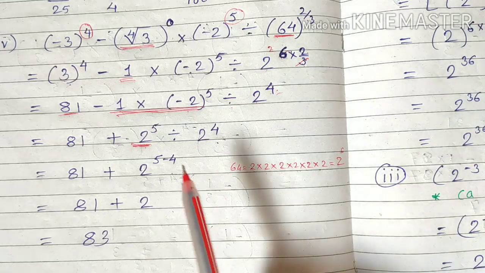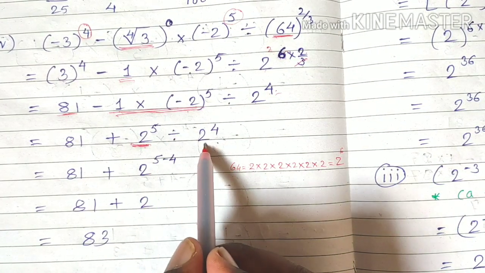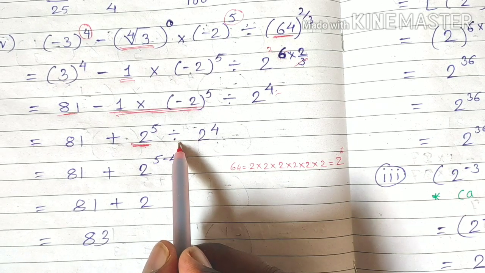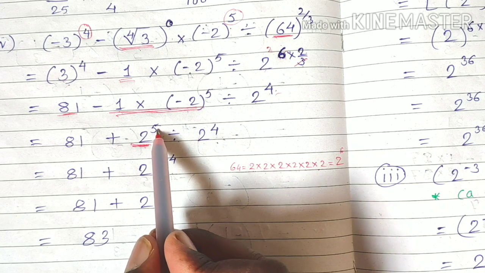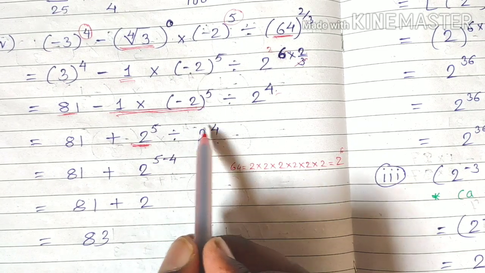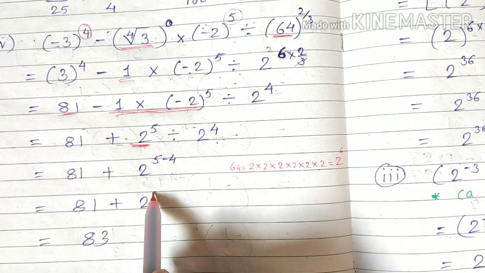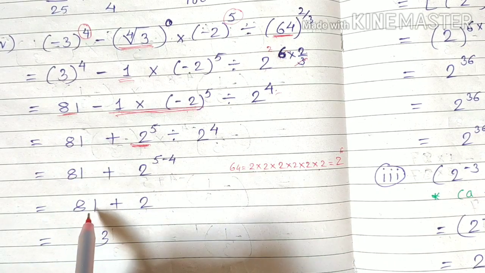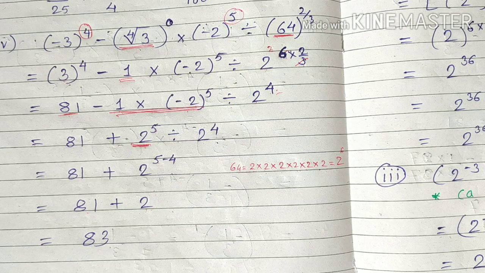Got it? Now since the bases of these two numbers are the same, and between them there is a division sign, whenever the division is there, we can apply the quotient law and take the difference of their powers, 5 minus 4. Okay, so 5 minus 4 gives us 1. 2 raised to 1 means 2. 81 as it is. 81 plus 2 gives us 83 as the final answer. Right?